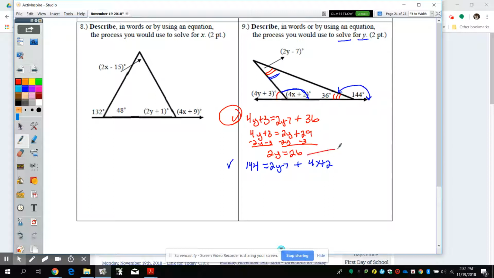Divide by 2, and I've run out of room, so I'm going to move it over here. 2y equals 26. Divide by 2. And I get y equals 13.